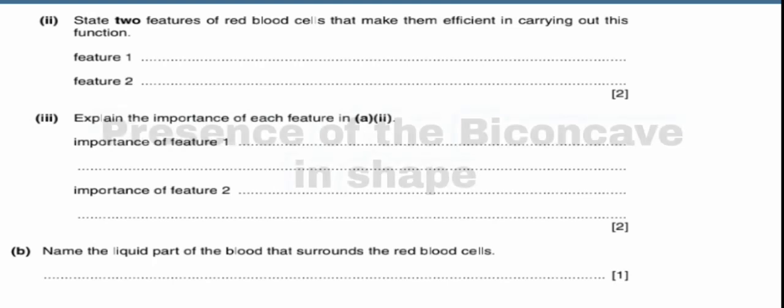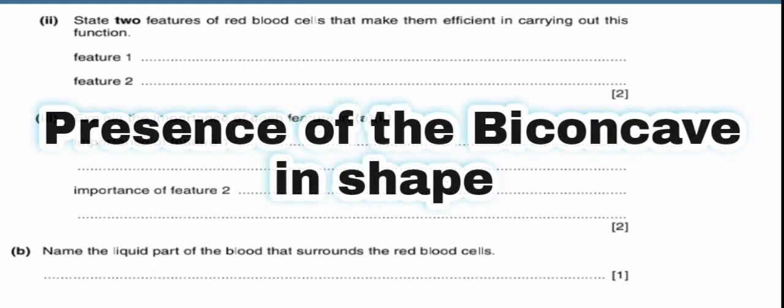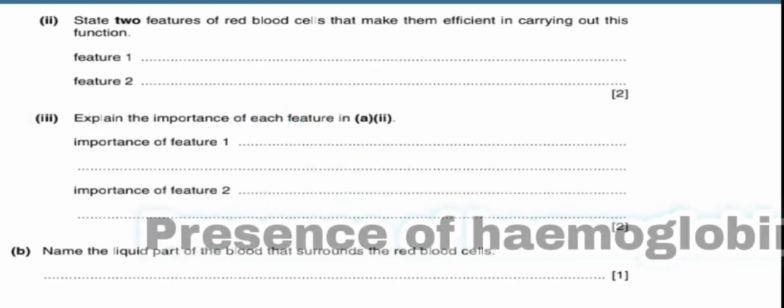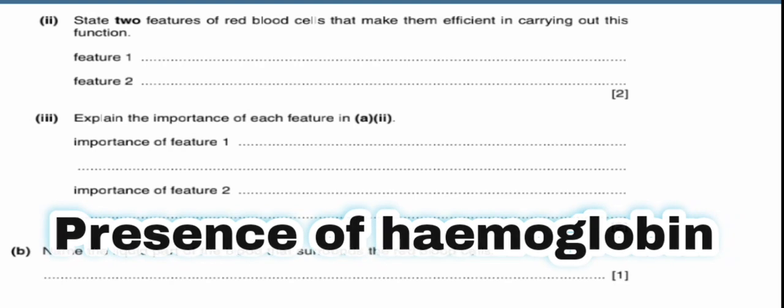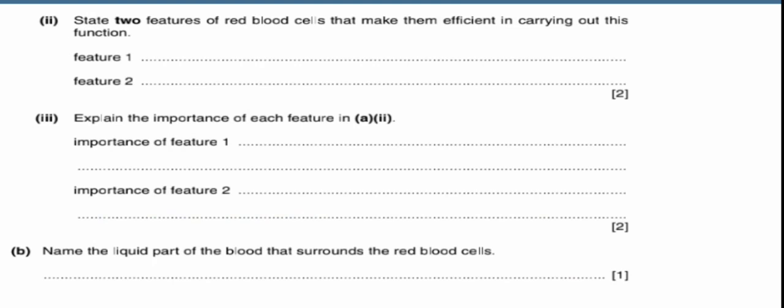Then the next feature is going to be the presence of hemoglobin. This hemoglobin is just the red pigment of the red blood cells. Then Roman numeral 2: explain the importance of each feature. So we need to explain the importance of the features that we have mentioned here, like the biconcave shape and the presence of hemoglobin.